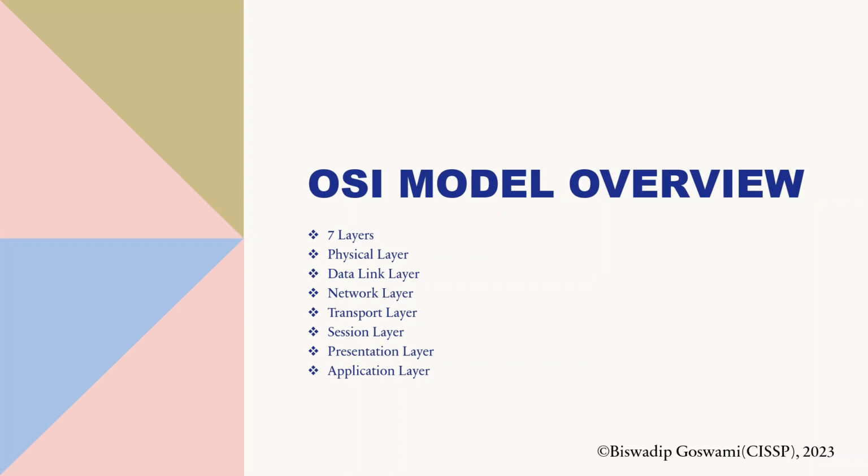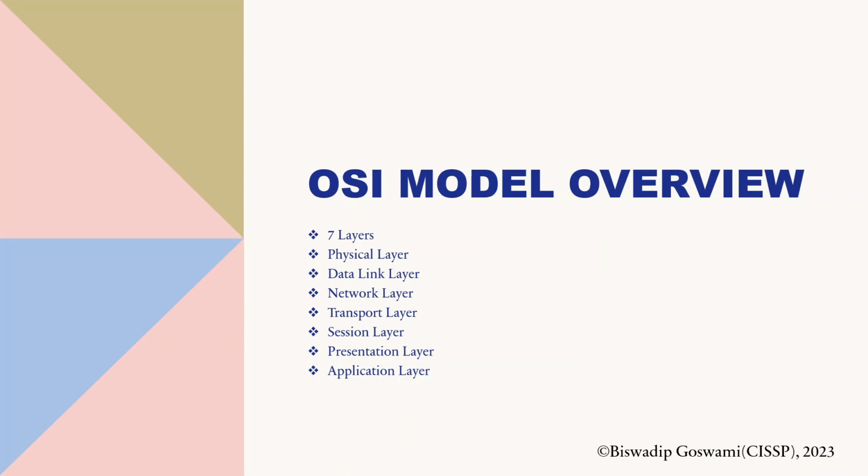Presentation layer. This layer is responsible for data representation and encryption. It provides services such as data compression, encryption, and decryption, and is responsible for translating data formats between different systems. An example of a presentation layer protocol is MIME, which is referred to as Multipurpose Internet Mail Extension.